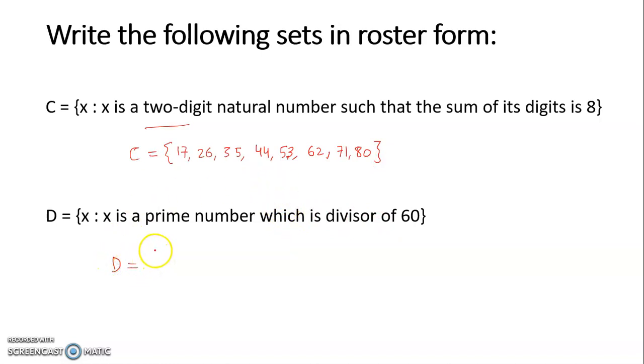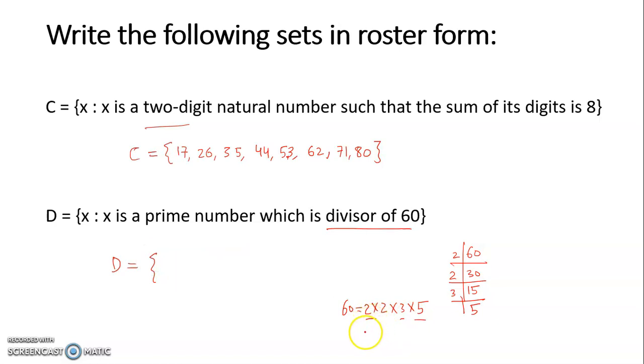Let's see D. X such that x is a prime number which is a divisor of 60. Simply you just need to factorize 60, and that is the best way to do it. Let's say 2 30 times, and 2 15 times, and 3, and it is 5 times. So fundamentally for 60 you have the calculation 2 times 2 times 3 times 5. So x is a prime number which is a divisor of 60. There are three numbers which I am getting, 2, 3, and 5.